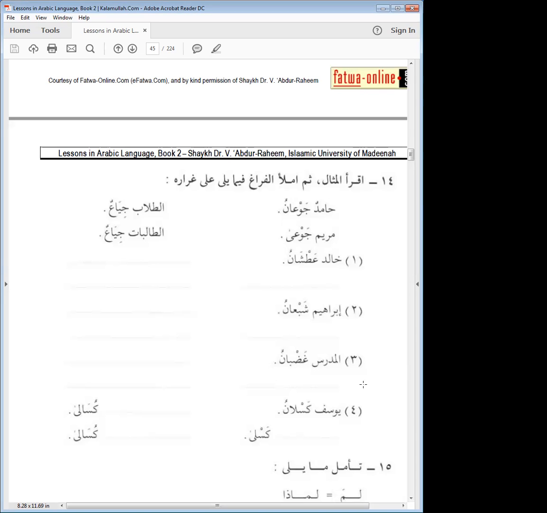Last one here, Yusufu kaslanu. Yusuf is lazy, right? So feminine, you would say Mariamu kasla. Mariam is lazy. And of course, plural: at-tullabu kusala, or if it's feminine, at-talibatu kusala. So this is the only one where the plural is a different pattern.